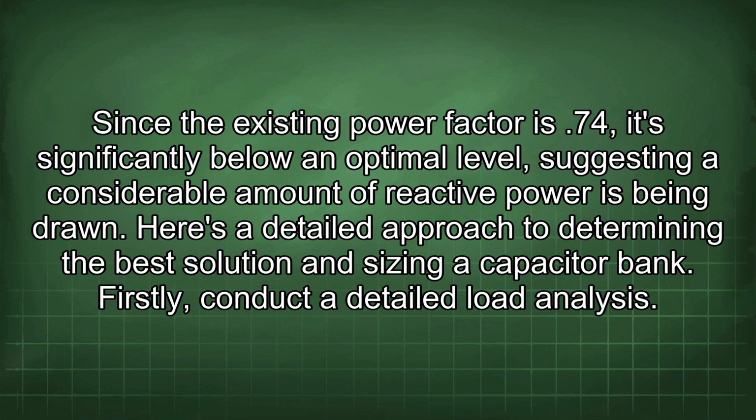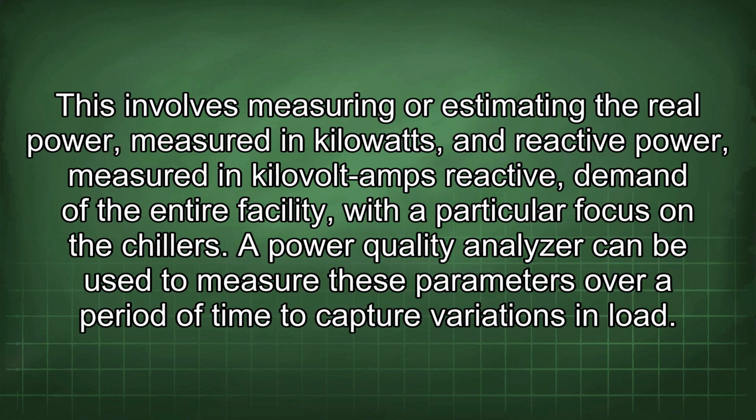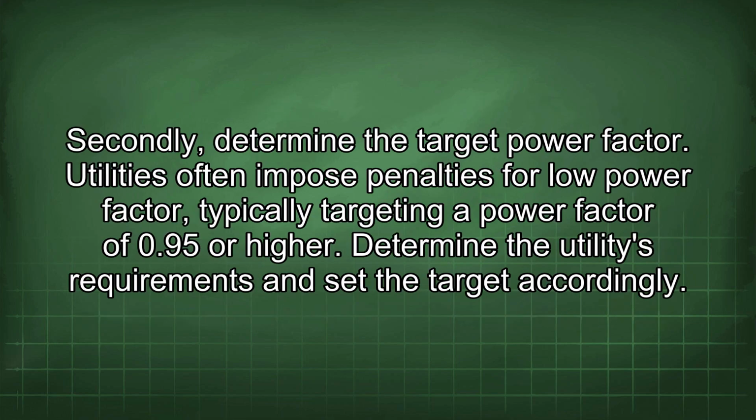Firstly, conduct a detailed load analysis. This involves measuring or estimating the real power, measured in kilowatts, and reactive power, measured in kilovolt-amps reactive, demand of the entire facility with a particular focus on the chillers. A power quality analyzer can be used to measure these parameters over a period of time to capture variations in load. Secondly, determine the target power factor. Utilities often impose penalties for low power factor, typically targeting a power factor of 0.95 or higher. Determine the utility's requirements and set the target accordingly.